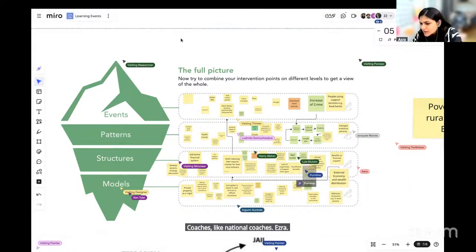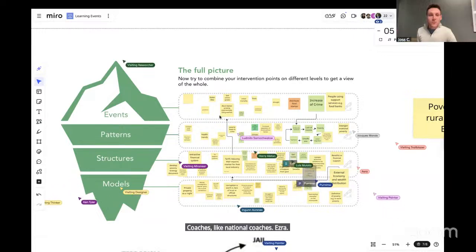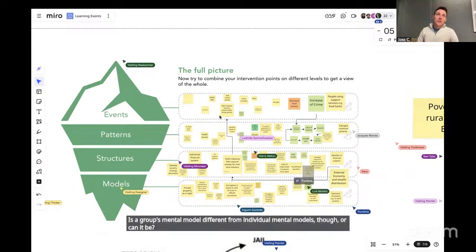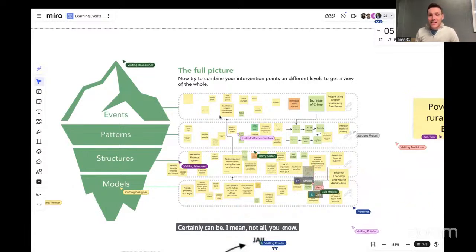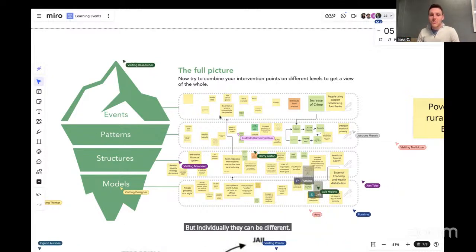There's another question. Is a group's mental model different from individual mental models, though, or can it be? Certainly can be. I mean, not all French people are exactly the same, right? They have a shared culture, but individually they can be different. The people in your organization can be different and so forth.